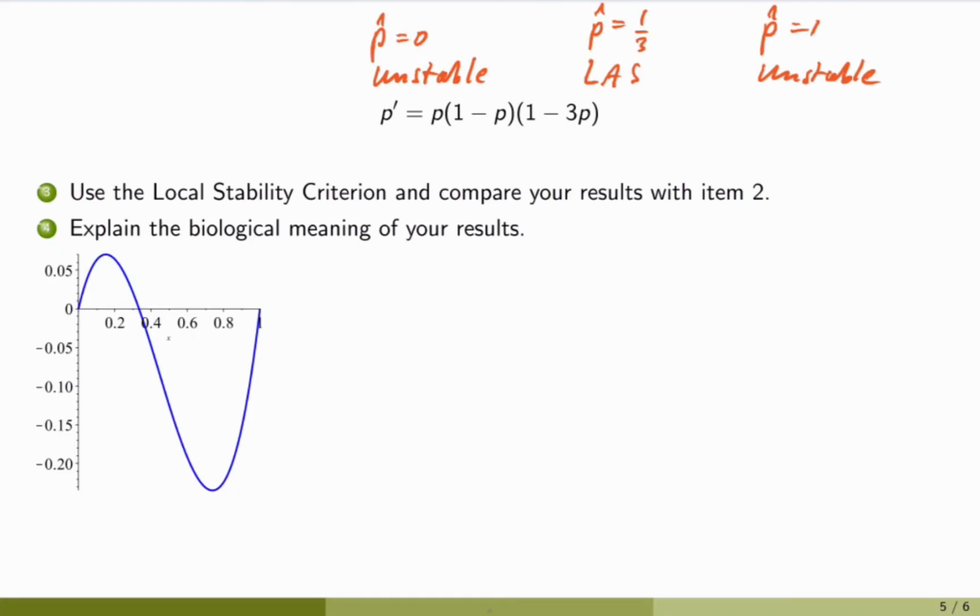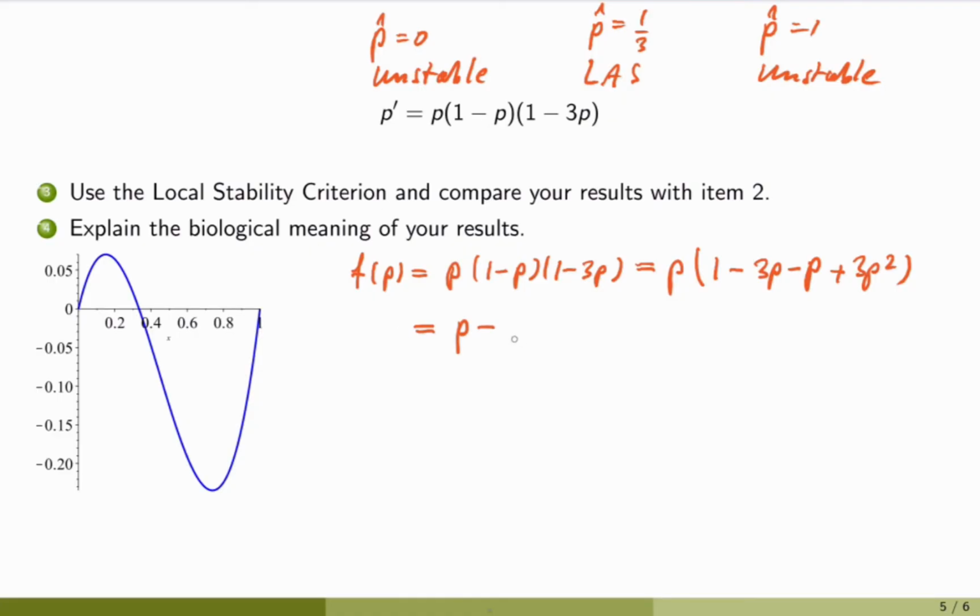Alright, so for the local stability criterion, we need to differentiate the function f. So we had f of p is equal to p times (1 minus p) times (1 minus 3p). Since we need to differentiate it, I multiply it out. That makes differentiation a bit easier. So then this is p times (1 minus 3p minus p plus 3p squared). And then multiplying in the p, we get p minus 4p squared, plus 3p cubed.